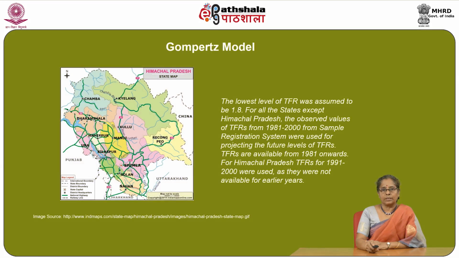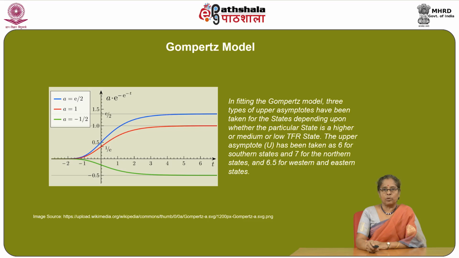The lowest level of TFR was assumed to be 1.8 for all states except Himachal Pradesh. The observed values of TFR for 1981 to 2000 from SRS were used for projecting the future levels of TFRs. TFRs are available from 1981 onwards. For Himachal Pradesh, TFR for 1991 to 2000 were used as they were not available for the earlier years. In fitting the Gompertz model, three types of upper asymptotes have been taken for the states depending upon whether the particular state is a higher, medium or low TFR state. The upper asymptote U has been taken as 6 for southern states, 7 for the northern states and 6.5 for western and eastern states.